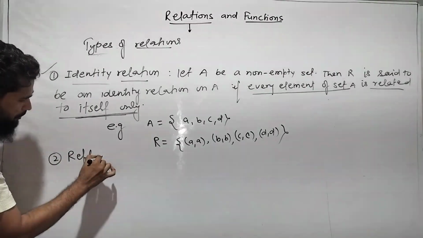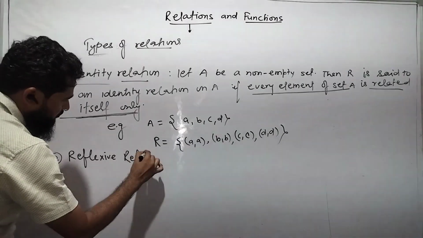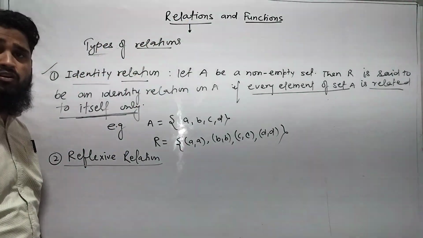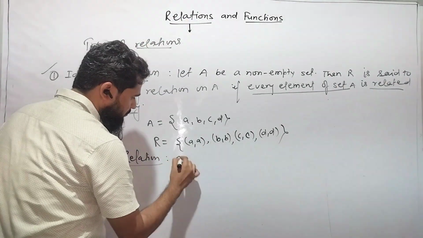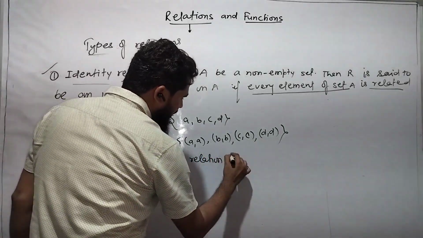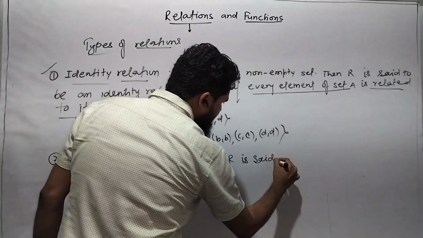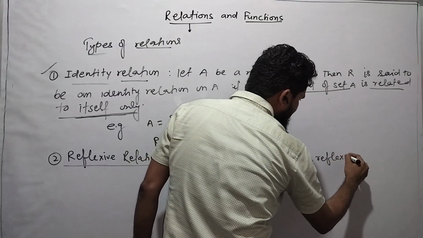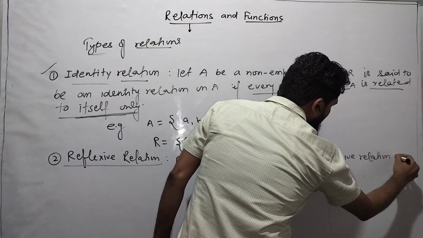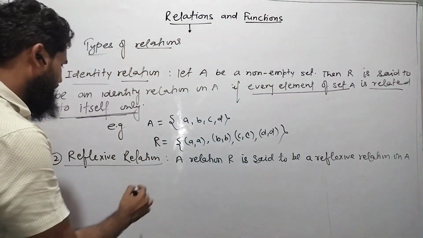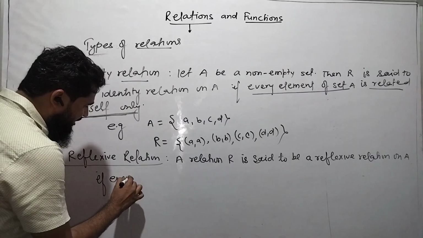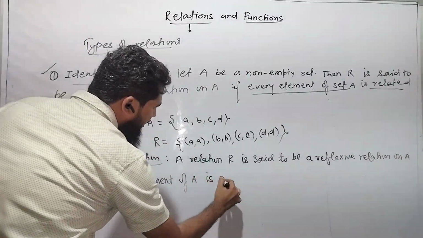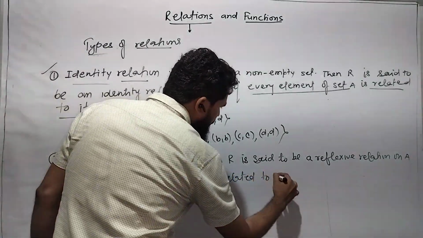After that, second आता है बेटा reflexive relation. Now, a relation capital R is said to be a reflexive relation on A if every element of A is related to itself.